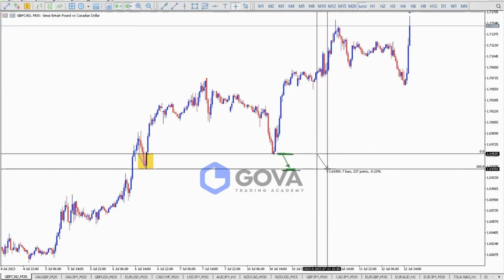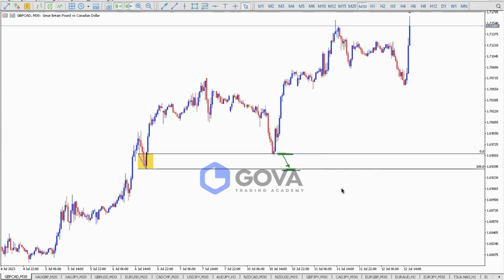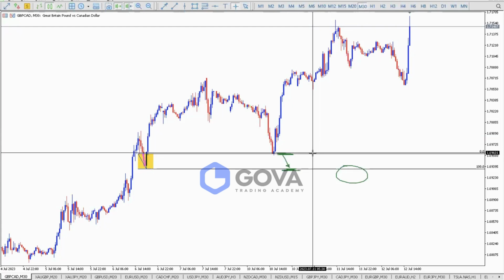You can see this is 227 points. But in pips, this is 22 pips. So you might ask, where are you talking about, Mr. Ibrahim? Now, this is where I'm talking about, guys. Look at this circle here. You should be able to see the area I'm talking about inside that circle.